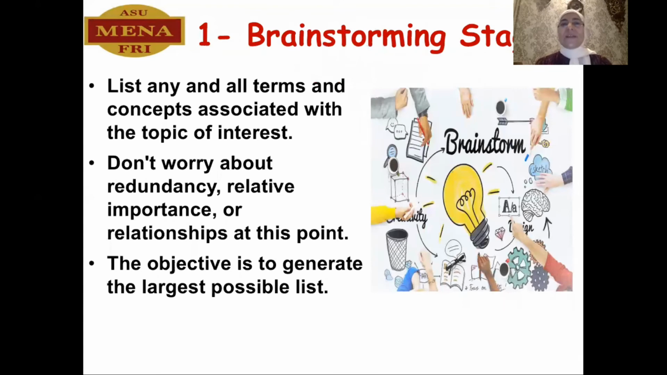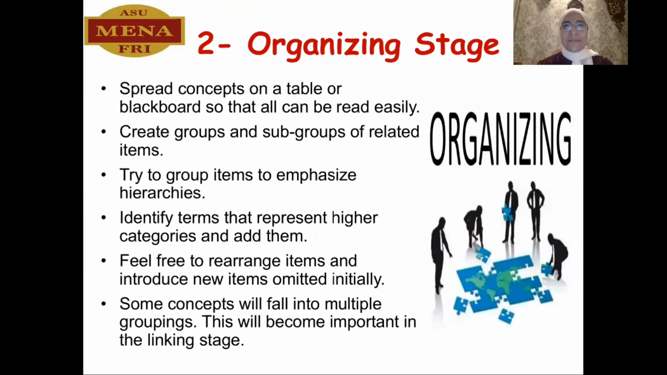stage. In the brainstorming stage, we list any and all terms and concepts associated with a topic of interest. We may omit something later on, we may add something, but if there is redundancy, don't worry, there will be more clarification and more justification of the concept map. The objective is to generate the largest possible lists.